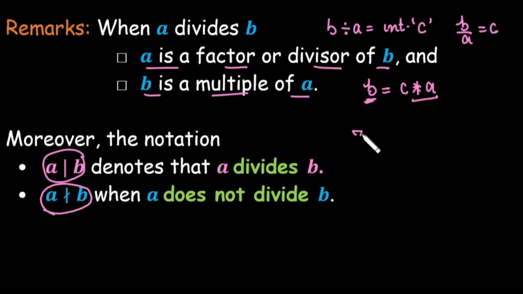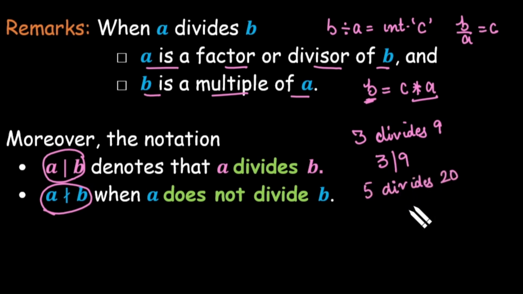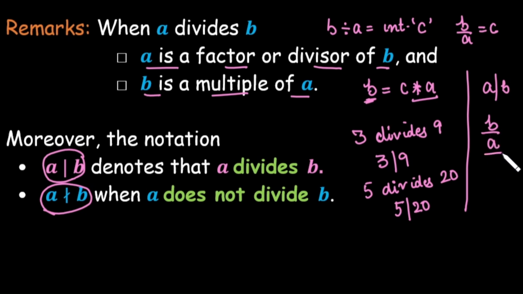So in the previous case, we learned 3 divides 9, so we represent it as this. And when we say that 5 divides 20, we represent it as 5 divides 20. So there are two notations. One, we say that A divides B. Another is B by A, that is, B is divided by A. So we have two different notations and the meaning is the same. So we read it as A divides B, and here B is divided by A.